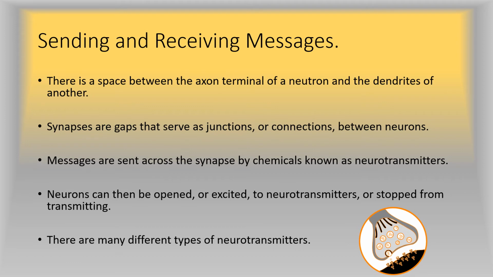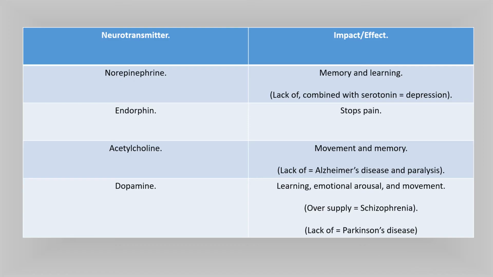And neurons can be opened or excited to neurotransmit, or they can be stopped from transmitting. So they're sending messages to tell the other neuron what to do. And there can be very many different types of neurotransmitters as well. Here's some of them here. And I'm probably going to mess up some of their names, so forgive me.